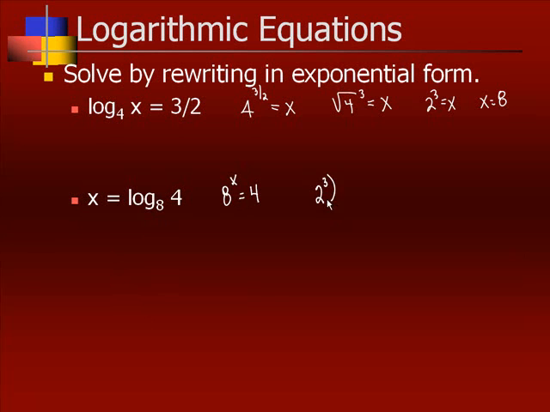So 8 would be 2 to the third to the x. 4 would be 2 squared. So like we did earlier, we've got 2 to the 3x is equal to 2 to the second. Since the bases are the same, we know that the exponents have to be the same. So 3x has to be equal to 2, which means x would have to be equal to 2/3.